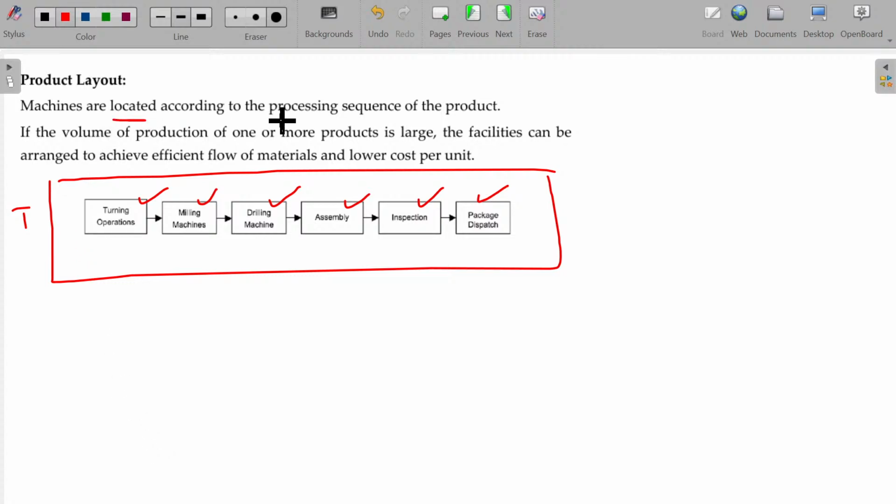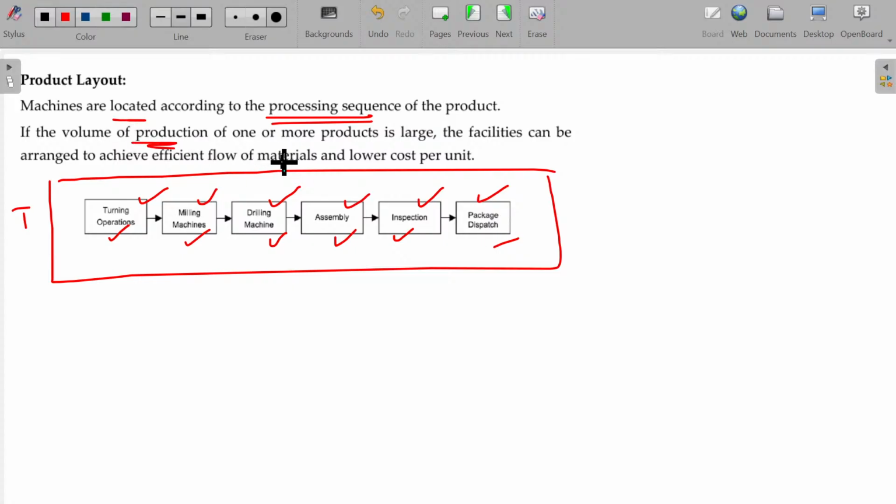Machines are located according to the processing sequence of the product. First, what is the work you have to carry on? Turning, thereafter milling, thereafter drilling, thereafter assembly, then inspection and packing and dispatch. So machines are assembled in the processing sequence itself.